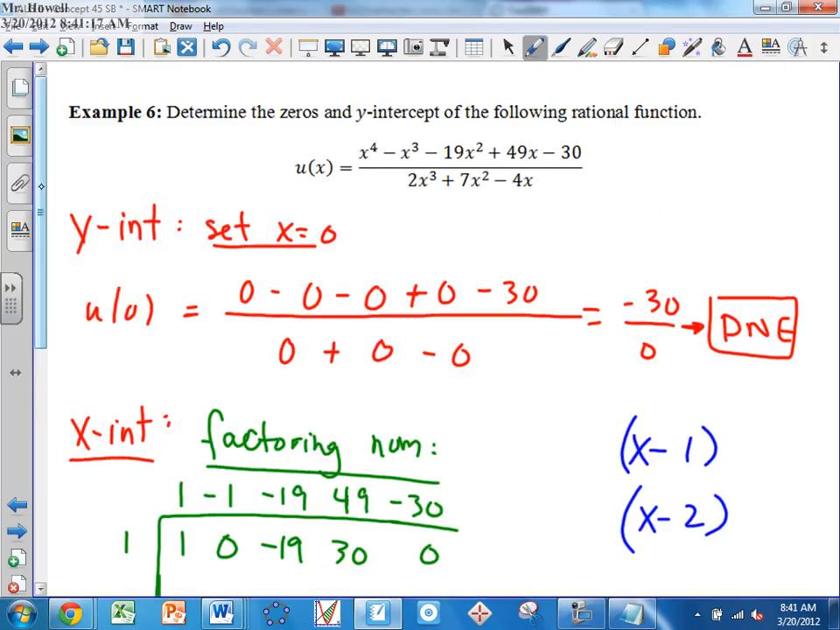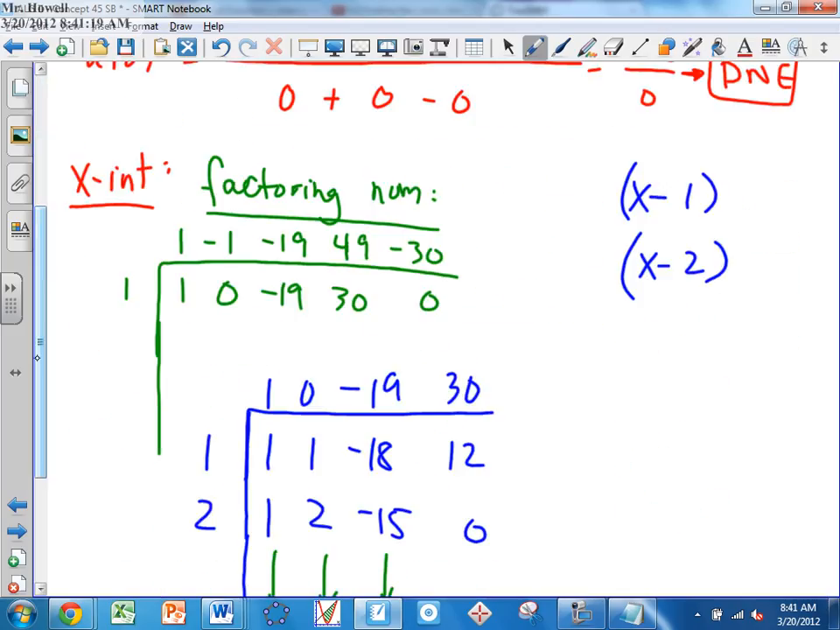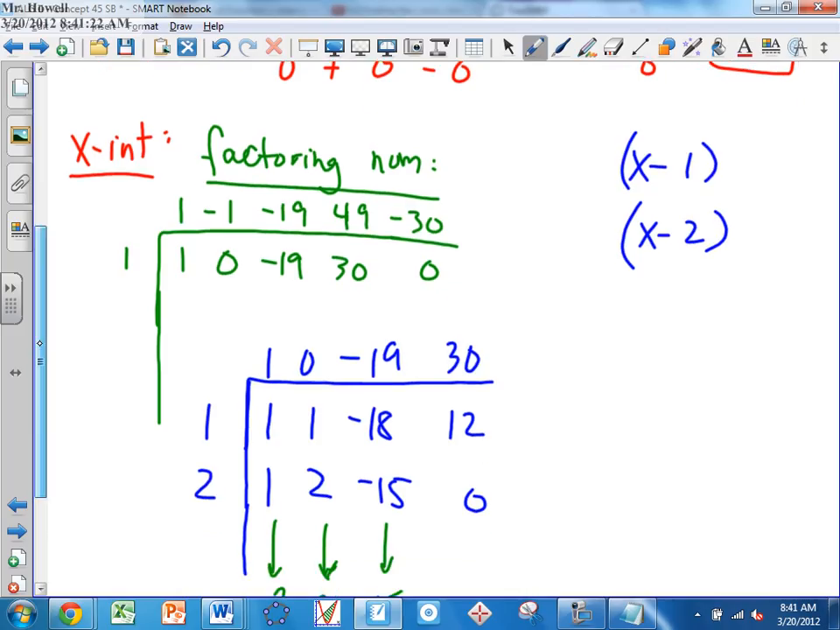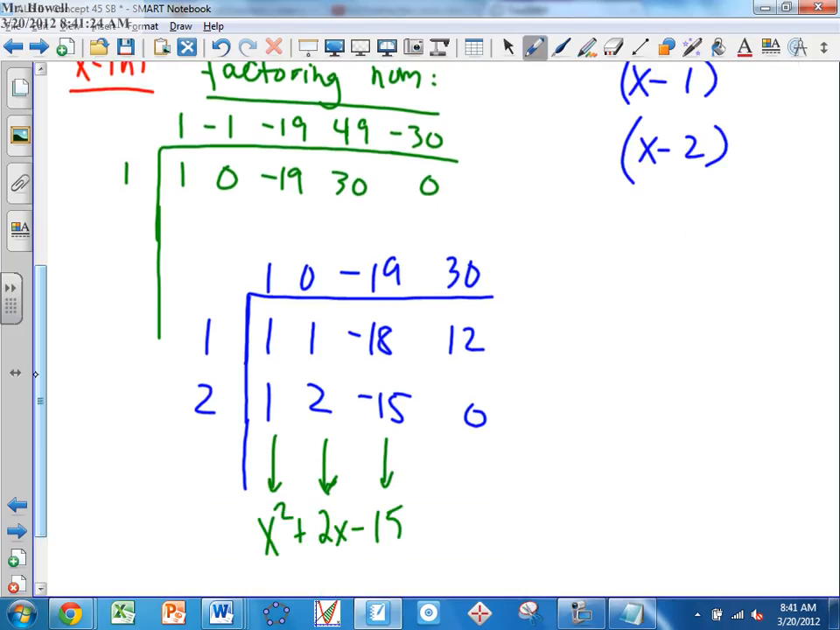When I get the first root, I get x to the 3rd. When I get the second root, I get x squared. Remember, every time you get another root or another factor, you're reducing the degree by 1. So it was x to the 4th to start. We found the first factor, it became x to the 3rd. We found the second factor just now, thus it is x squared.